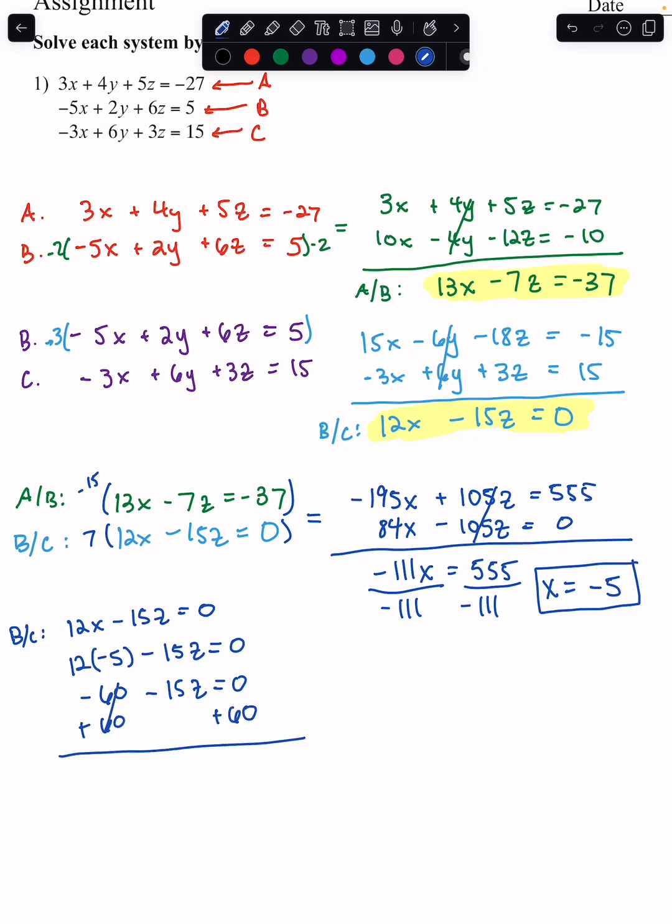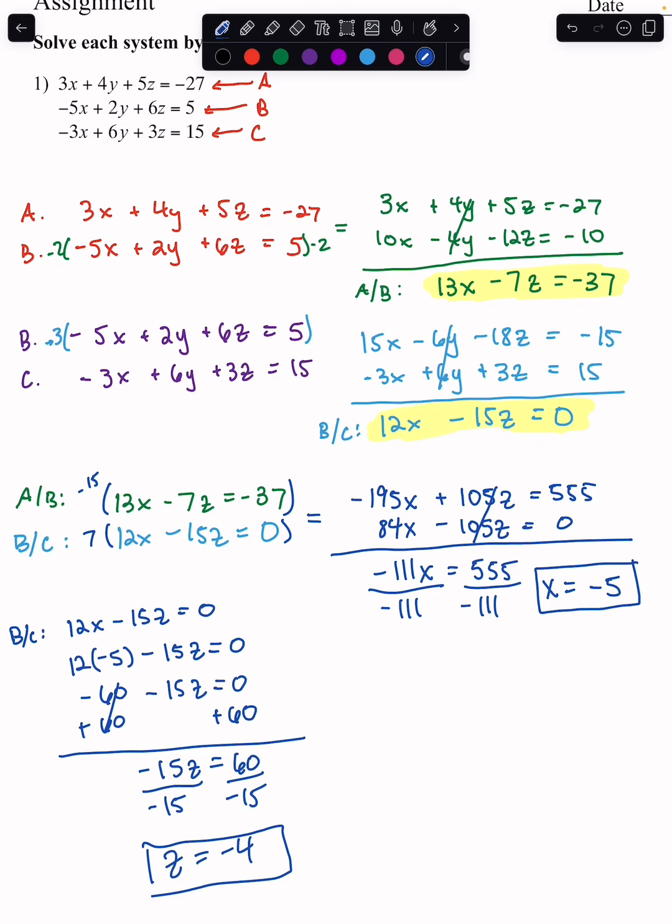Negative 15z equals a positive 60. When I divide both sides by negative 15, we're going to get that z is equal to negative 4. Okay, now that we have x and we have z, we got to go back and find y.